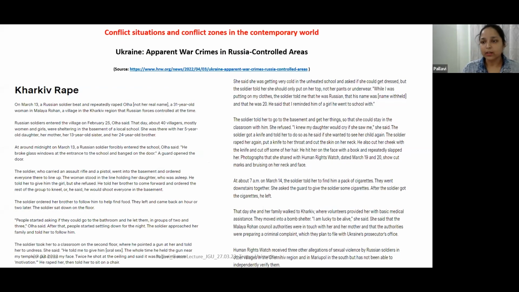And since we are talking about sexual violence against women, and coming to the contemporary world, I have just taken this screenshot of an article, and it is also the reality of our contemporary world, if we are talking about the Ukraine-Russian war.